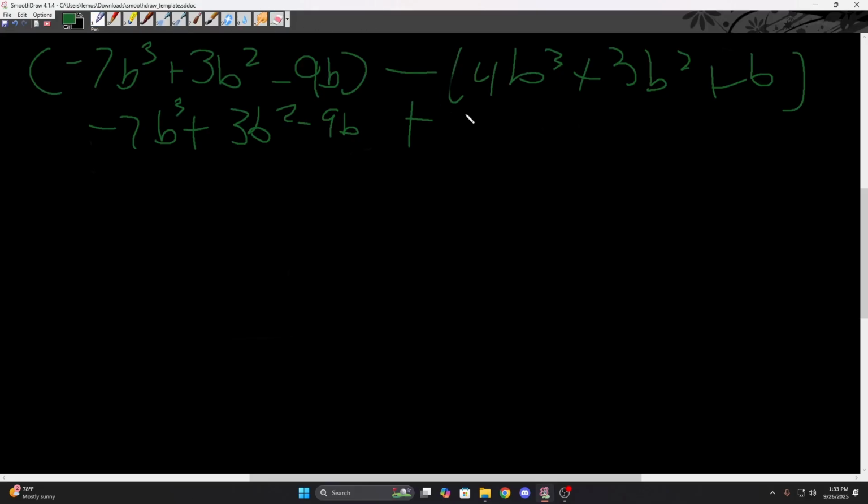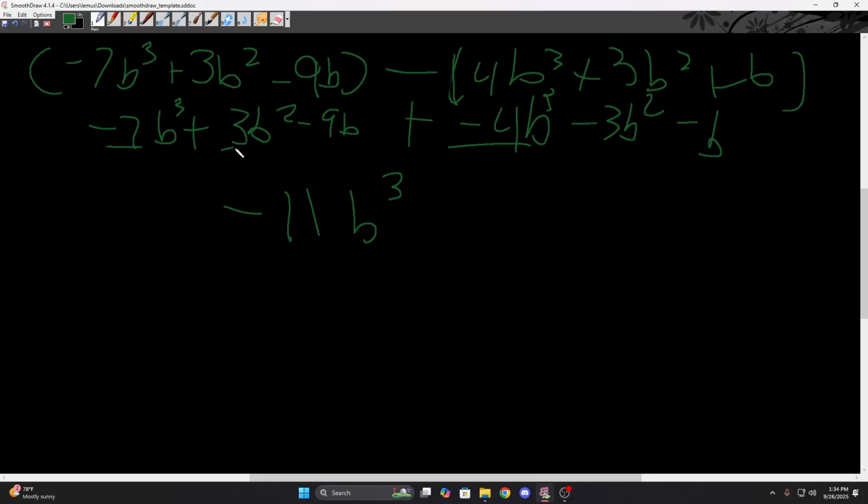So now you distribute it. Negative times 4b cubed is negative 4b cubed, and negative times 3b squared is negative 3b squared, and then you have negative 1 times b, that's negative b. Now you just combine like terms, and then you should get negative 11b cubed. And then 3b squared minus 3b squared, they cancel each other out. So then you're left with minus 9b and minus b. So you should end up with minus 10b.